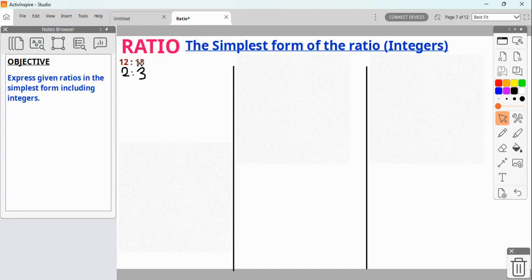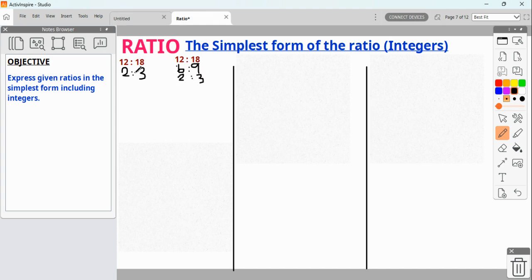But if we want, we can solve 12 ratio 18 as follows. 12 and 18 are both also divisible by the smaller number 2. So we can write 2 times 6 is 12, ratio 2 times 9 is 18. Again, 6 and 9 are both divisible by 3. So we can write 3 times 2 is 6 and 3 times 3 is 9. So the answer is 2 is to 3, or 2 ratio 3.